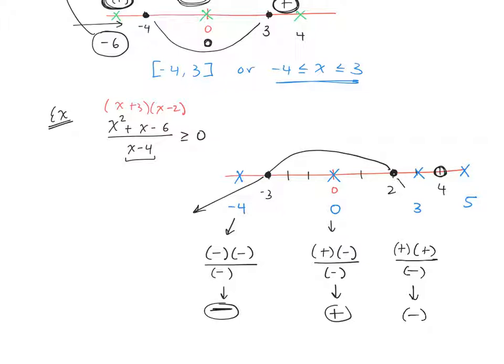So between 3 and 4, this is going under, which means it's negative. After that, we pick 5. This will be positive, positive, positive. So everything is positive. So the answer is positive, which means going up. The question is asking you, when is the solution positive? And from the graph, it's pretty easy to see what's the answer.